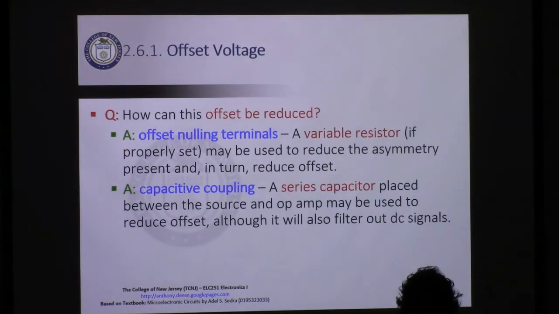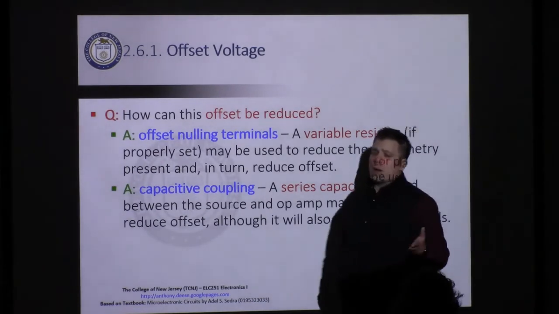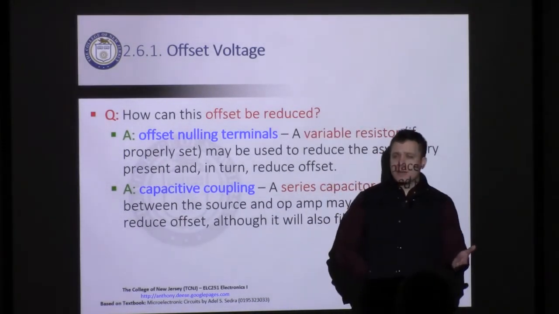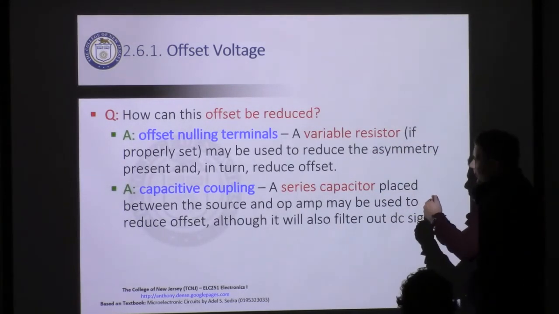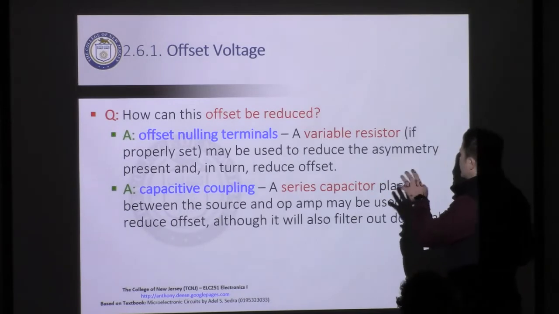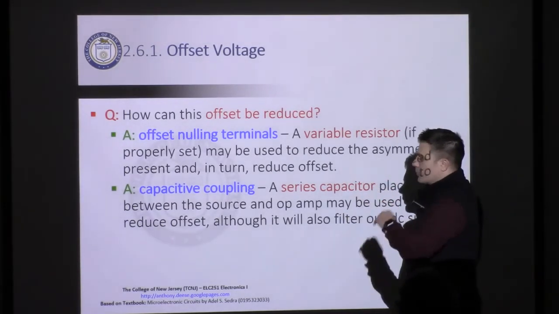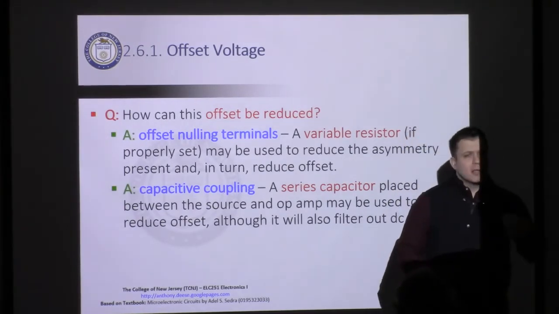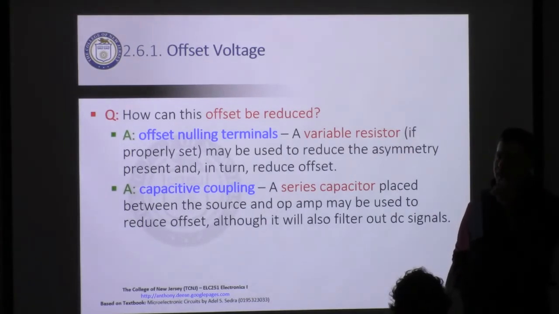So how can we reduce this offset? There are two terminals on an op-amp that we have not discussed yet. Those are called the offset nulling terminals. A variable resistor may be used to reduce the asymmetry present in the transistors and in turn reduce the offset. So you have these two terminals, you place a resistor between them, you calibrate it appropriately, and it reduces the offset.